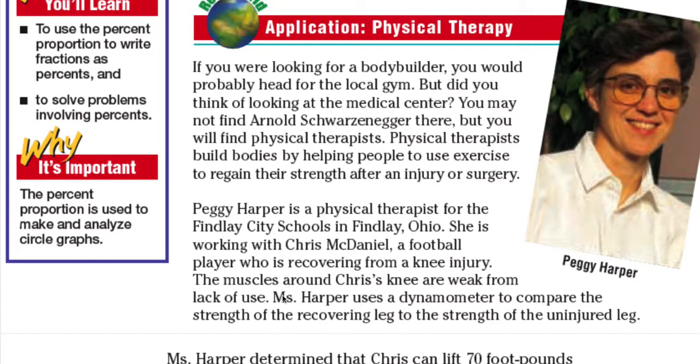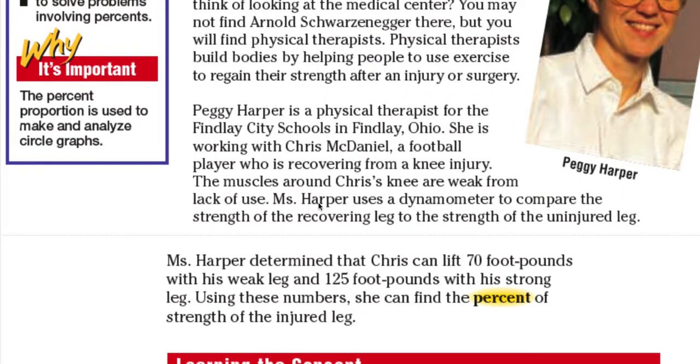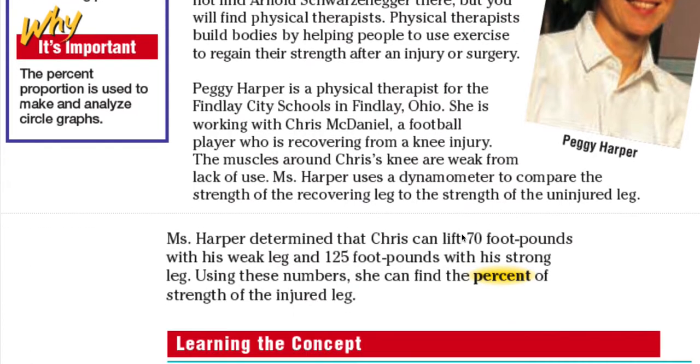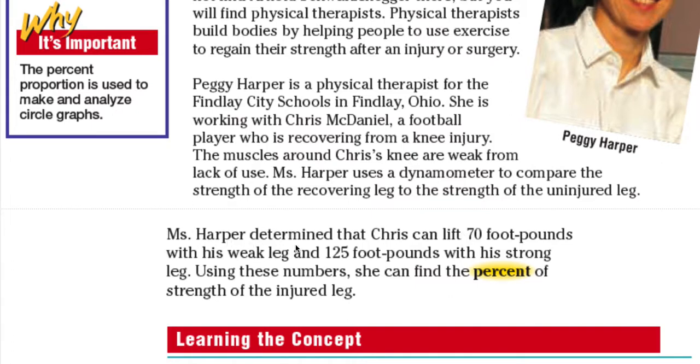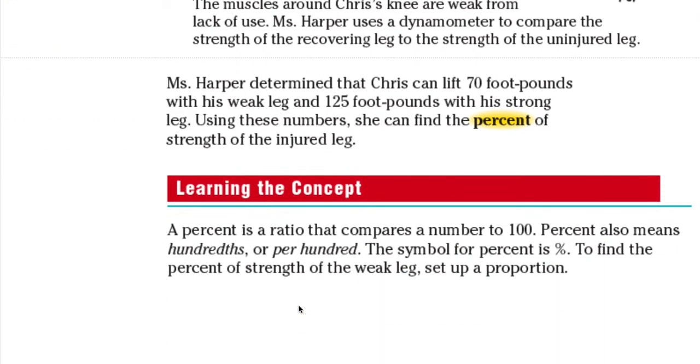The muscles around Chris's knee are weak from lack of use, so Miss Harper uses a dynamometer to compare the strength of the recovering leg to the strength of the uninjured leg. Miss Harper determined that Chris can lift 70 foot-pounds with his weak leg and 125 foot-pounds with his strong leg. Using these numbers, she can find the percent of strength of the injured leg. And this is where our lesson comes in.